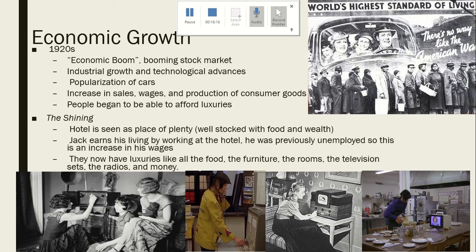He goes from nothing to employed. The family now has money. They have luxuries like food, which I said earlier, furniture, rooms, television, radio, and money. They are essentially at the highest standard of living that they ever have been as a family, which is where the 1920s comes into play. And they're happy in the beginning until the fall, which is much like the stock market crash of 1929, marking a new era. And I have the photo parallels down here with the radio from the 20s with Wendy using the radio, and television in the 20s with Wendy using the television.